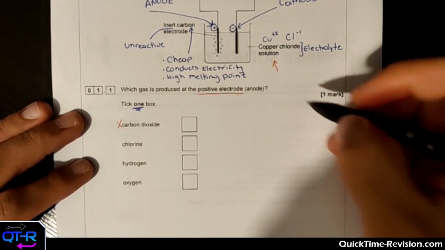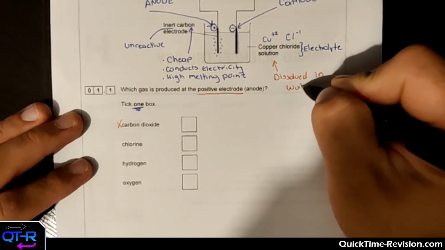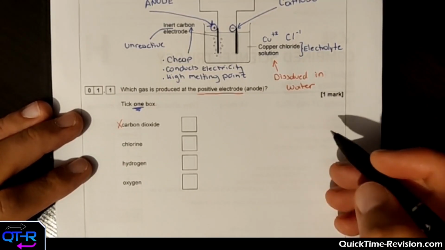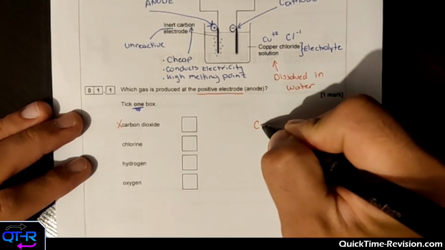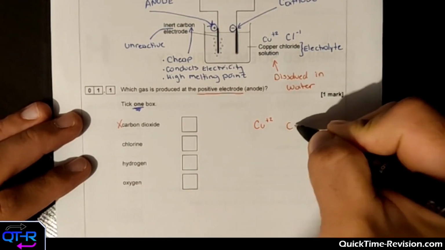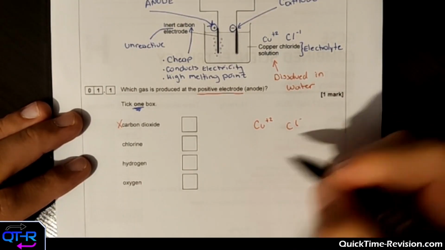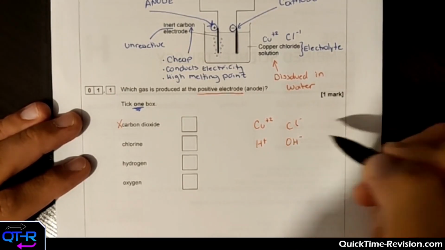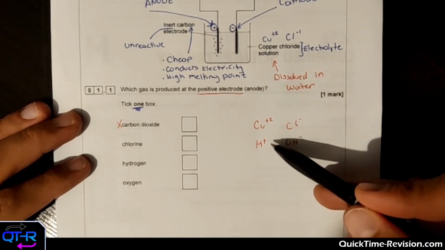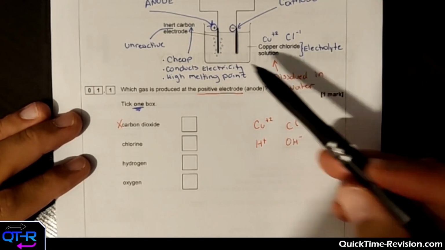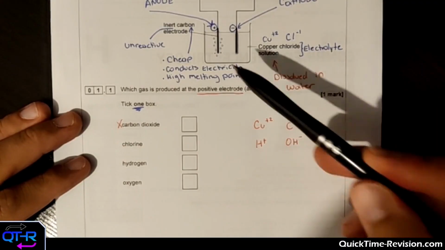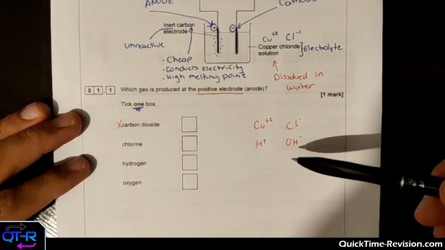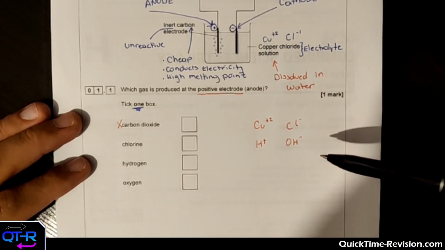Now, remember, because it says solution, this means that the copper chloride has been dissolved in water. Okay, now, having said that, what ions are we going to get? From the copper chloride, we're going to get copper and chlorine, and from the water, we are going to get H+ and OH-. Now we have two sets of ions that are going to be competing to go to those electrodes. The two positives are going to compete, and the two negatives are also going to compete.